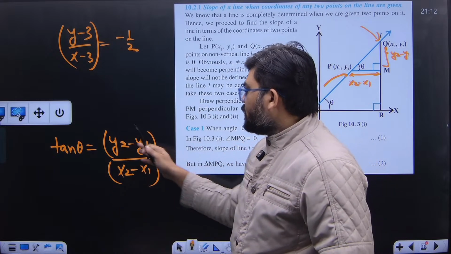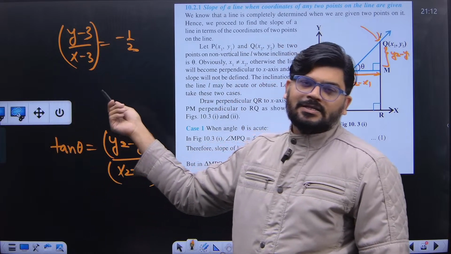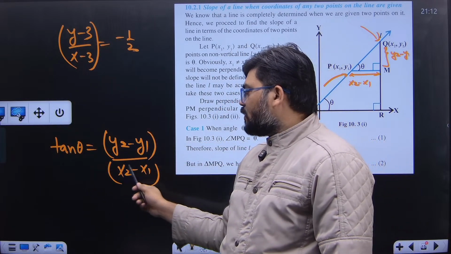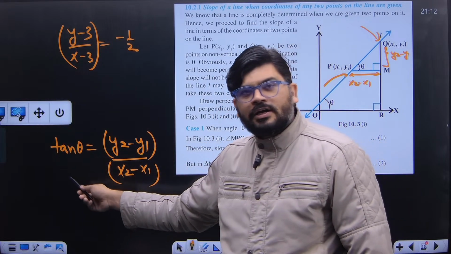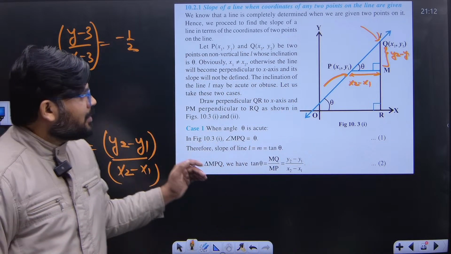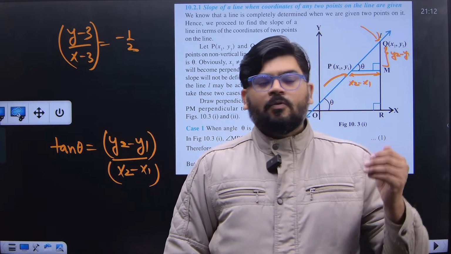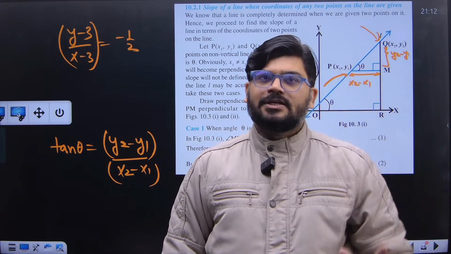So how is the slope given? Slope is the simple formula: y minus 3 upon x minus 3 means y2 minus y1 upon x2 minus x1, that is equal to tan theta. That is the slope of any straight line. How will you find the slope when 2 points are given? You just need to subtract the points: y2 minus y1, x2 minus x1.